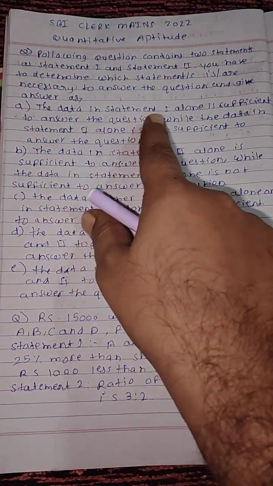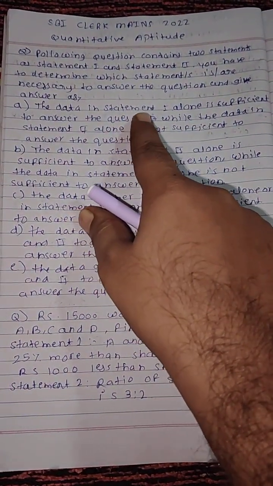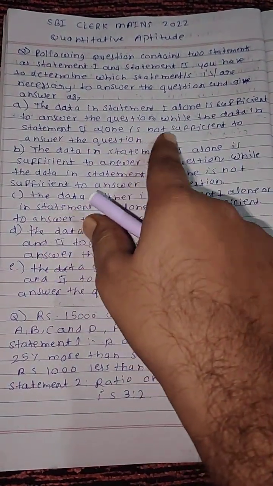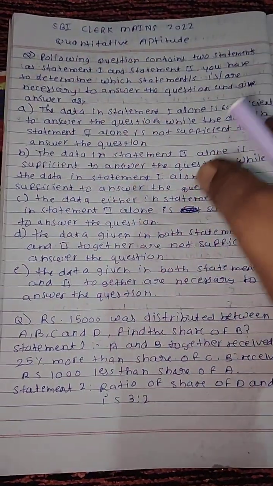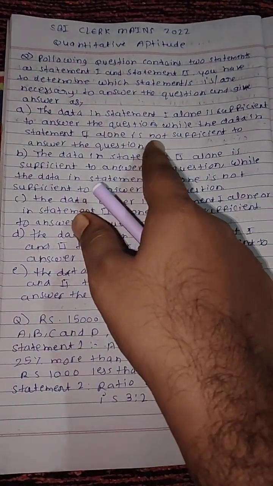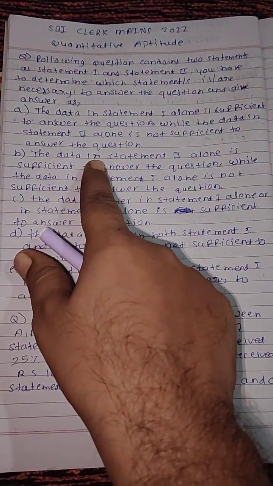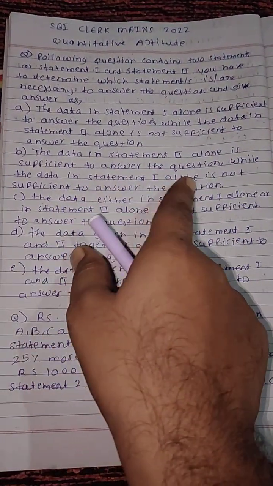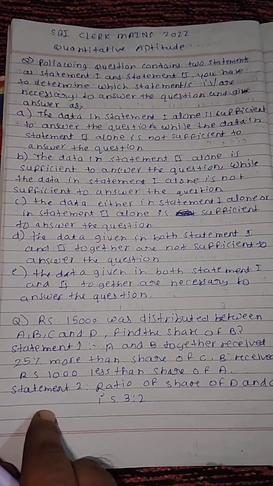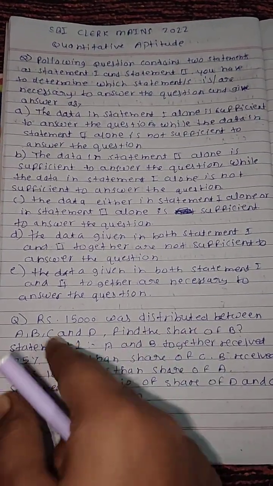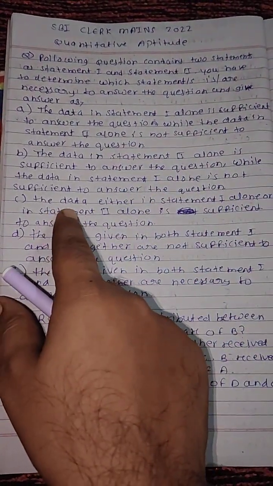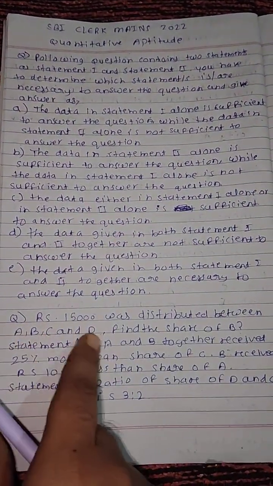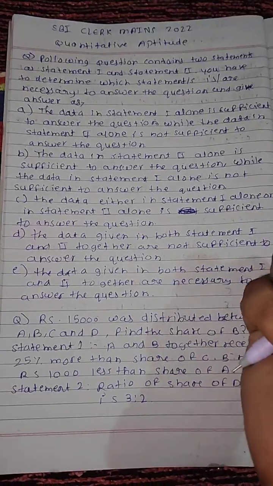In the first option, the data in statement 1 alone is sufficient to answer the question, while statement 2 is not sufficient. Means by using statement 1 only we can answer; statement 2 is not required. The second is that the data in statement 2 alone is sufficient, and statement 1 is not sufficient. Means by using statement 2 only we can find the share of B. In the third, the data in either statement 1 or statement 2 is sufficient, so by using either one individually we can find the answer.